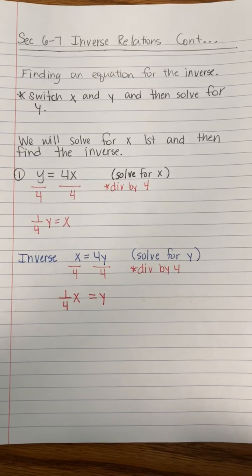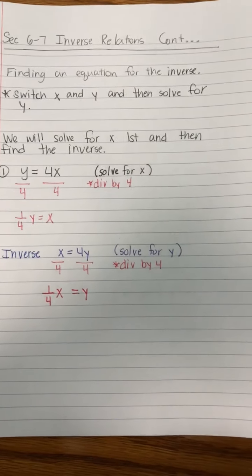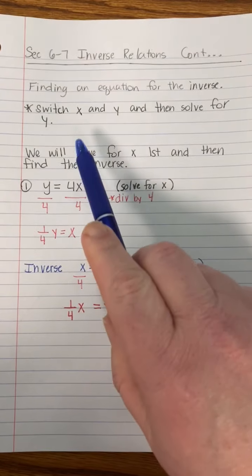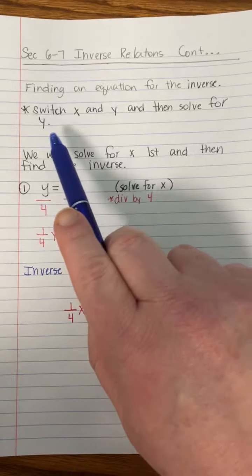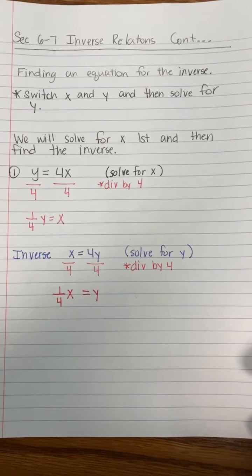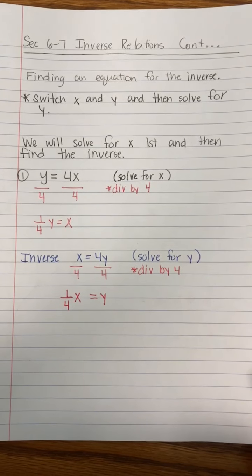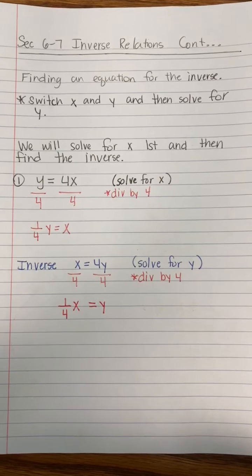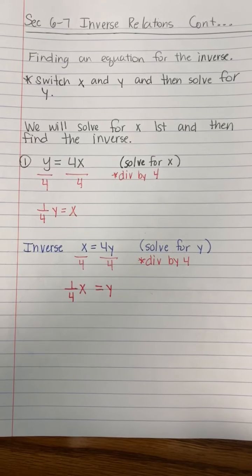All right, so on this one, what we're going to do is find an equation for the inverse. We're going to be given the original equation, and literally all you do is switch the x and the y, flop them around for each other, and then solve for y. We're going to do 3 examples. On the first 2, we're going to solve the original equation for x, and then reverse the letters and solve for y. And on the last example, we're just going to reverse them and solve for y because I ran out of room.